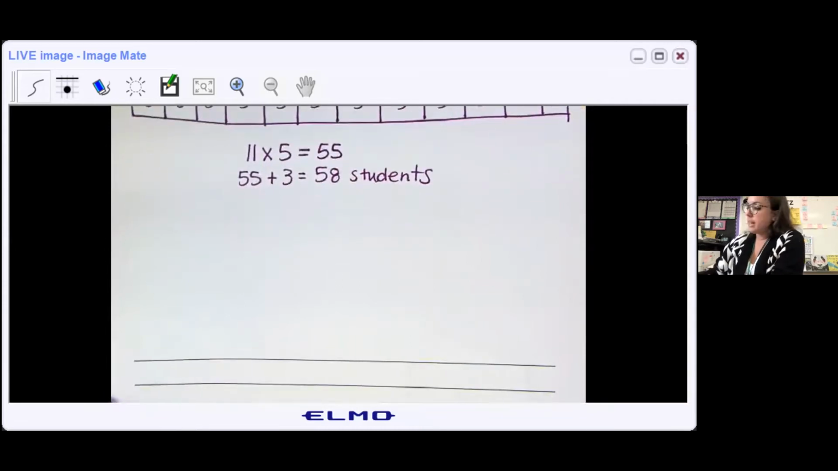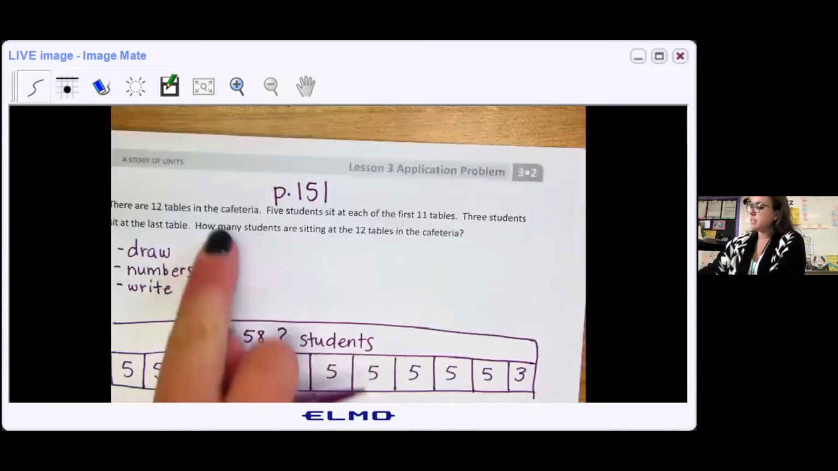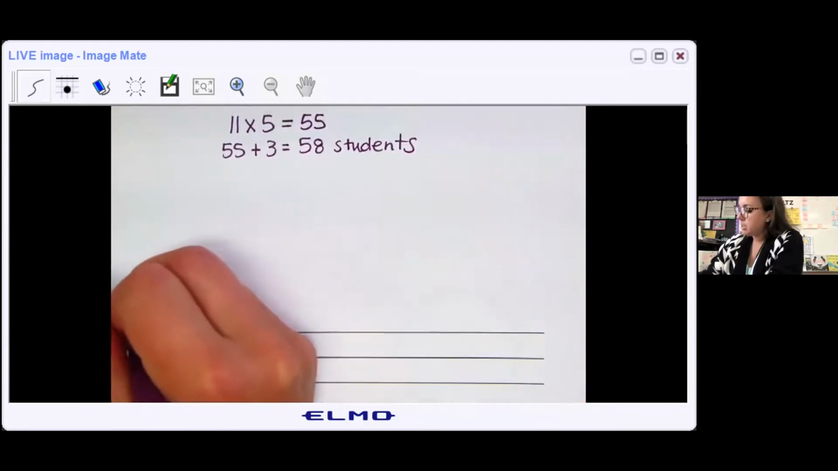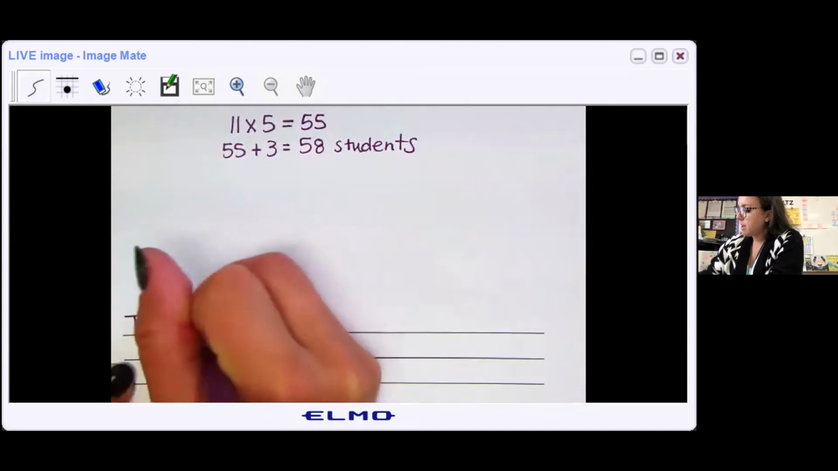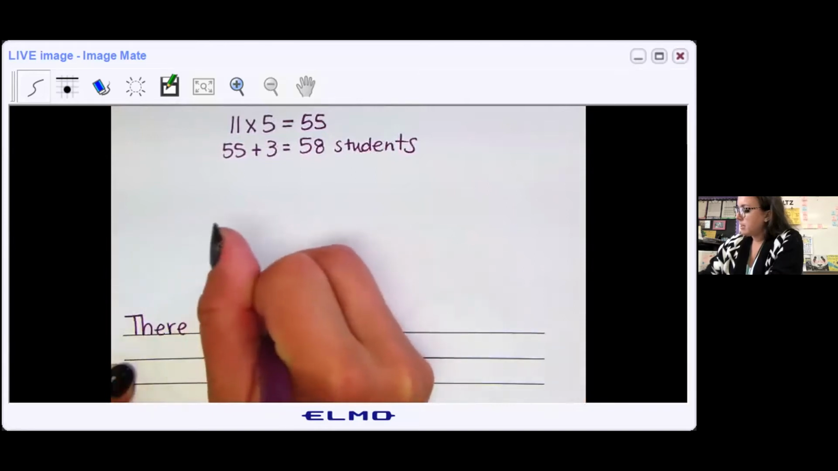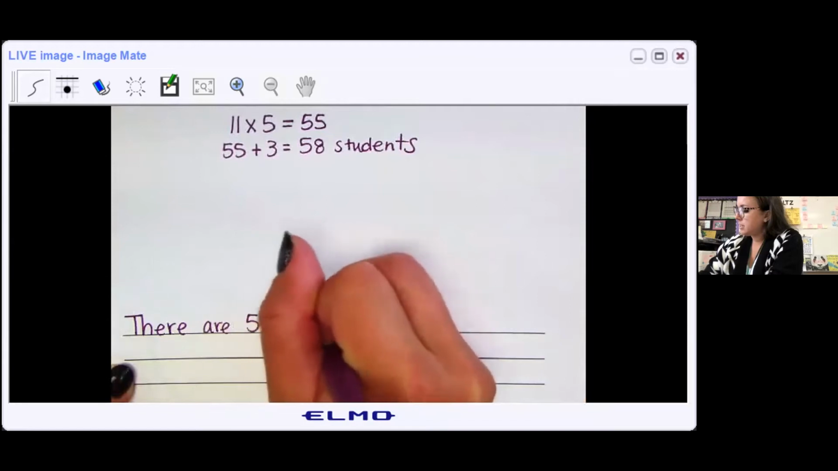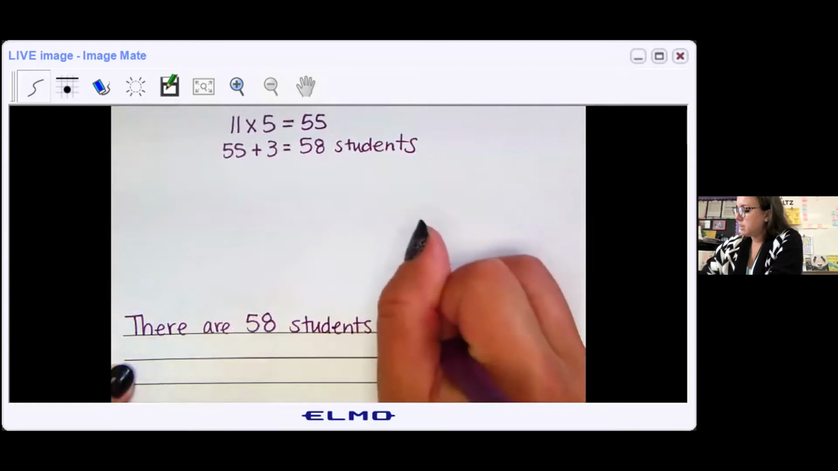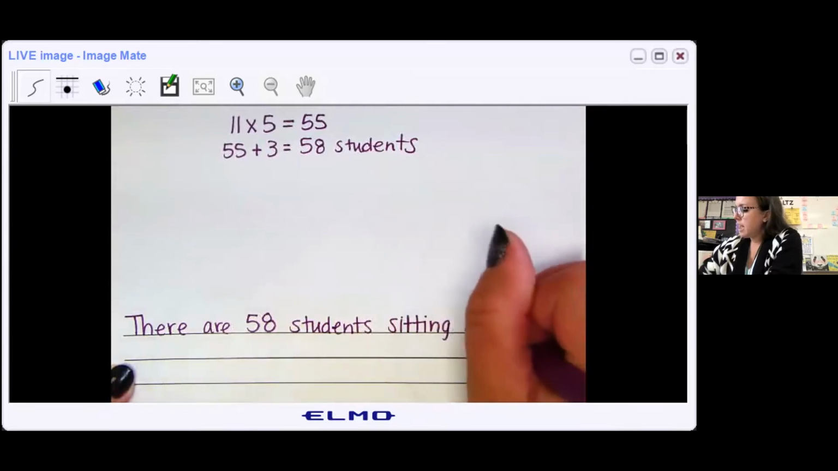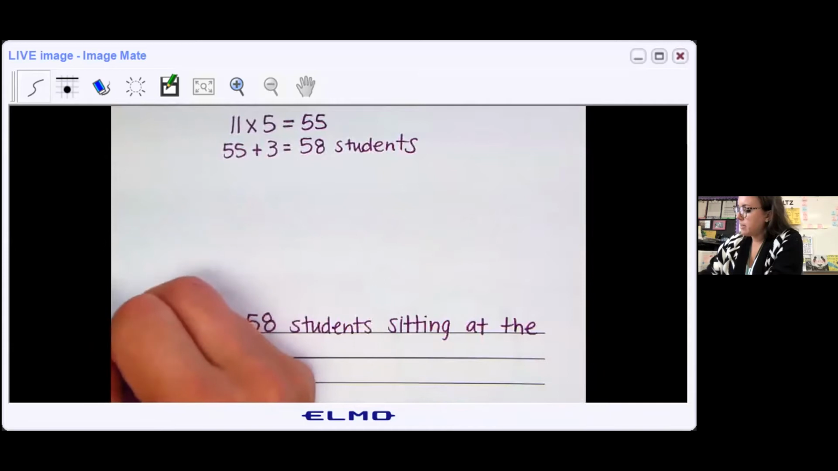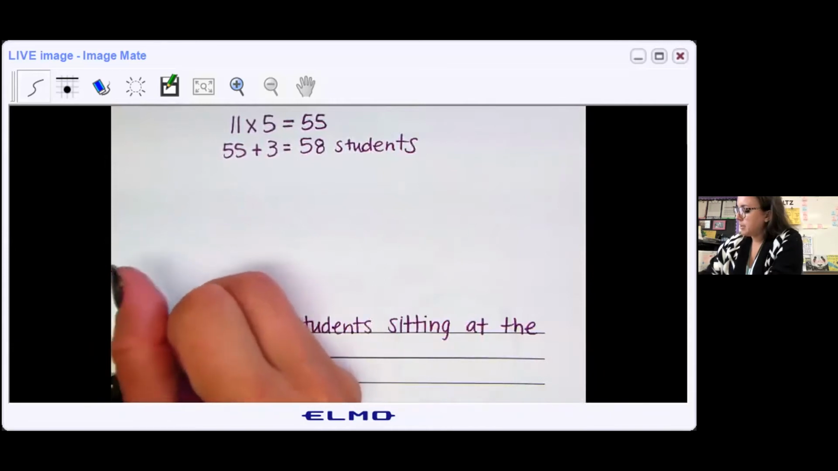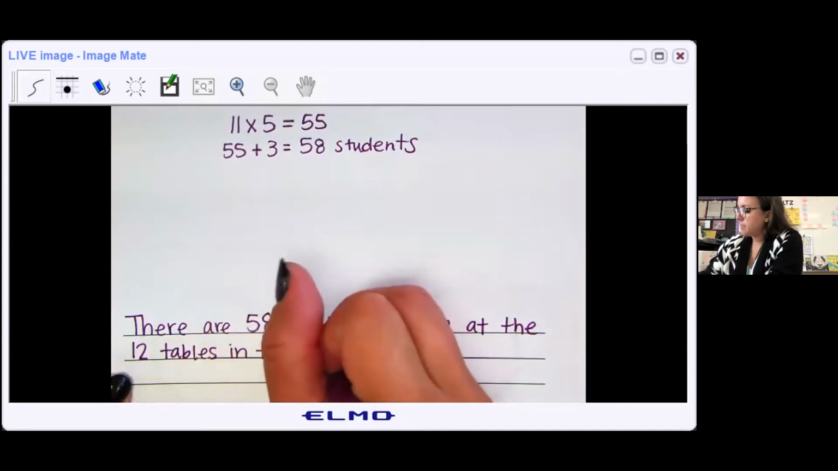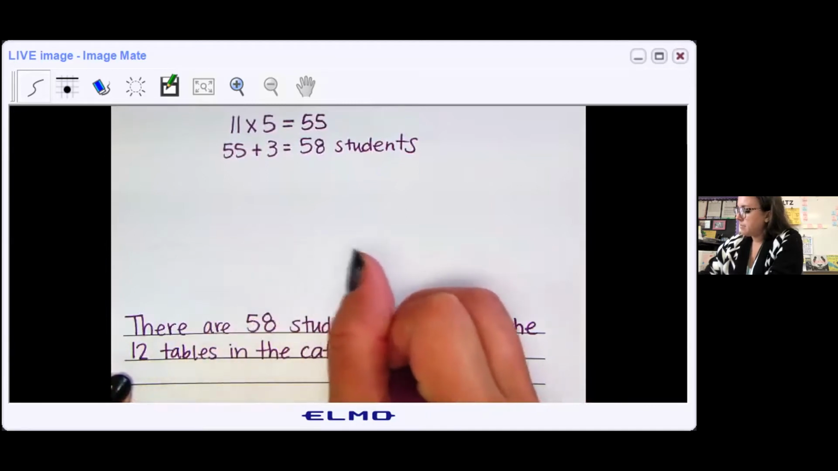So coming down to the writing, my question is, how many students are sitting at the 12 tables in the cafeteria? So there are 58 students sitting at the 12 tables in the cafeteria. Period.